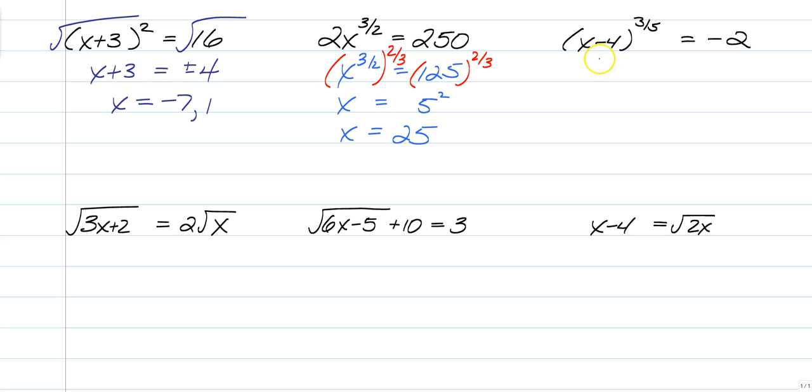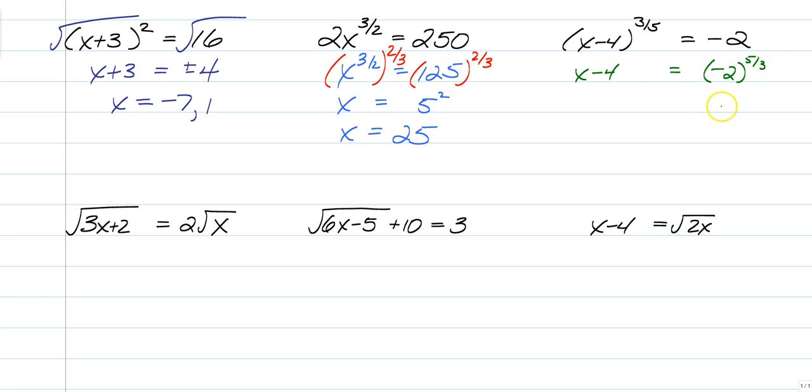Last one in this row. You have to raise both sides to the reciprocal power, and you're going to get x minus 4 is equal to negative 2 raised to the 5/3 power. Now this one is not going to work out to be a nice pretty number. So you're going to have to actually simplify that.